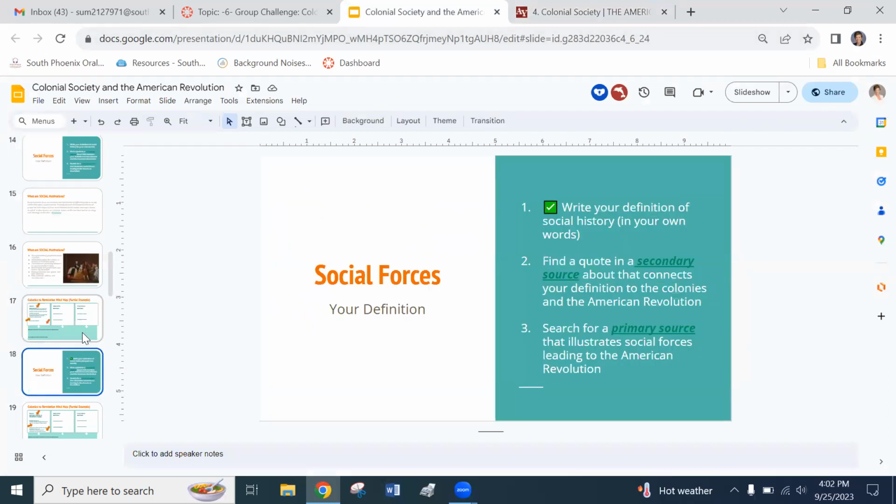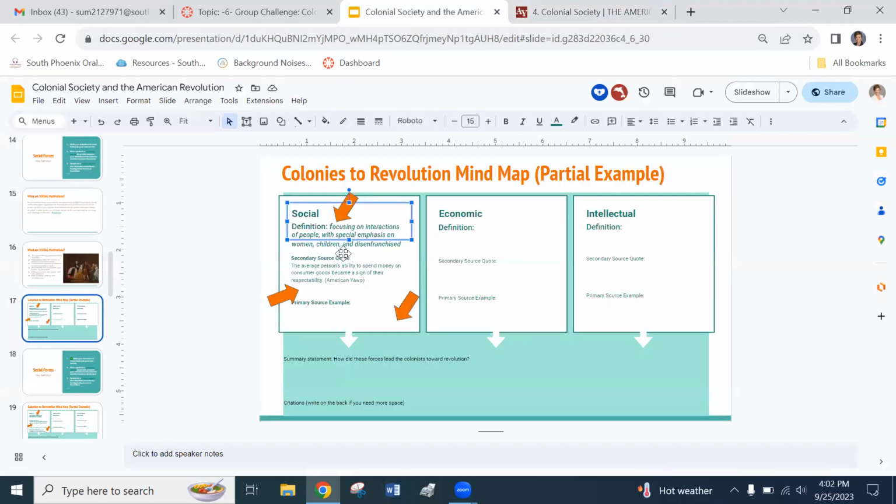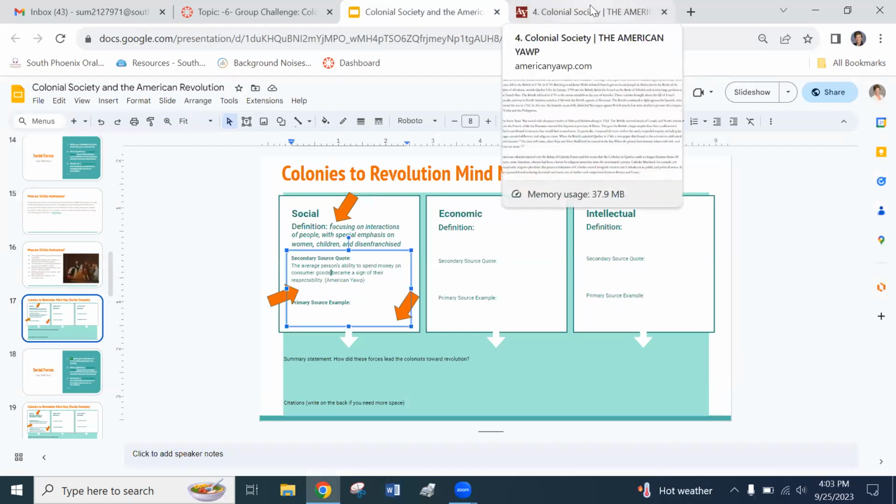Now, social forces. Find a quote in a secondary source. Done. Now I need to search for a primary source that illustrates the social forces. Okay, so the definition is focusing on people with special emphasis on women. I'm focusing on people in particular through this consumption thing, right? People spending money. So now I need a primary source that has something to do with women, interactions of people, and some form of respectability.